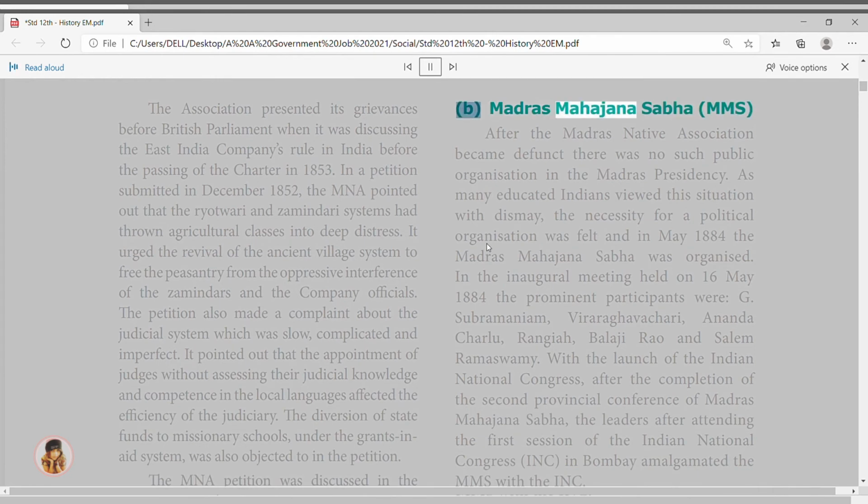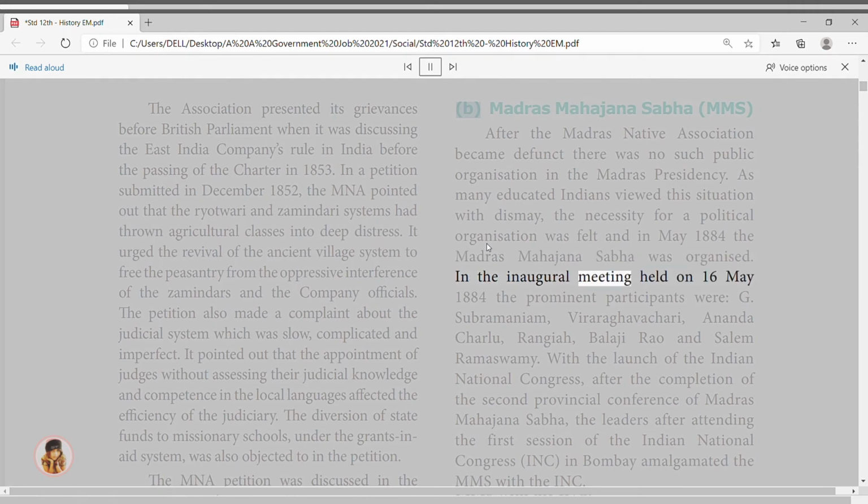B. Madras Mahajana Sabha, MMS. After the Madras Native Association became defunct, there was no such public organization in the Madras Presidency. As many educated Indians viewed this situation with dismay, the necessity for a political organization was felt, and in May 1884 the Madras Mahajana Sabha was organized.